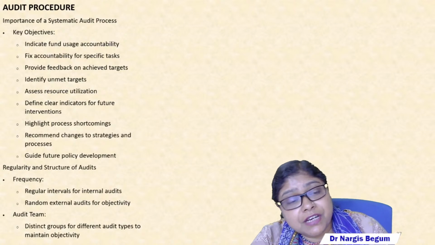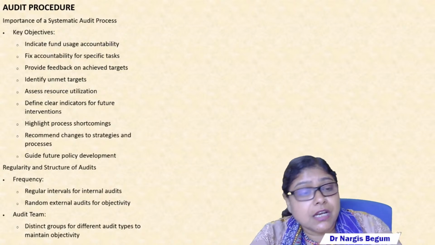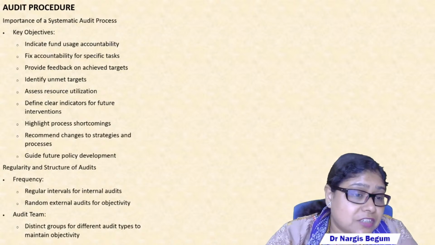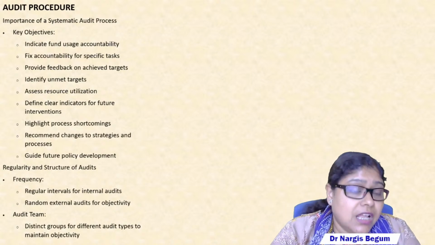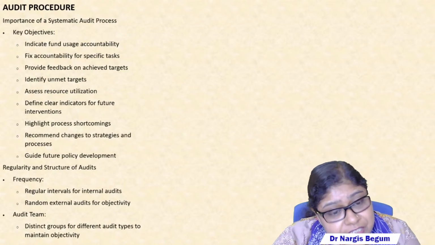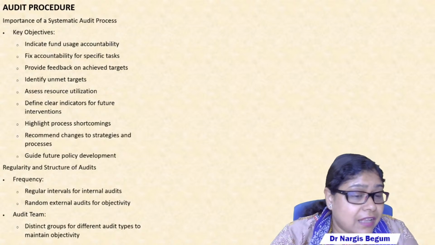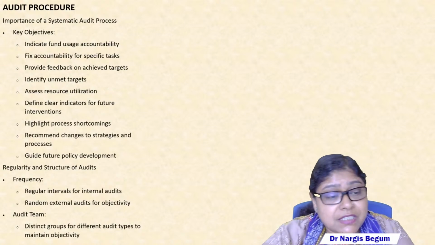Identify the different unmet targets. Assess the resource utilization. Define different clear indicators for the future intervention. Highlight the process shortcomings. Recommend if changes to strategies and the processes could be done. Then after that we can guide for the future policy development.